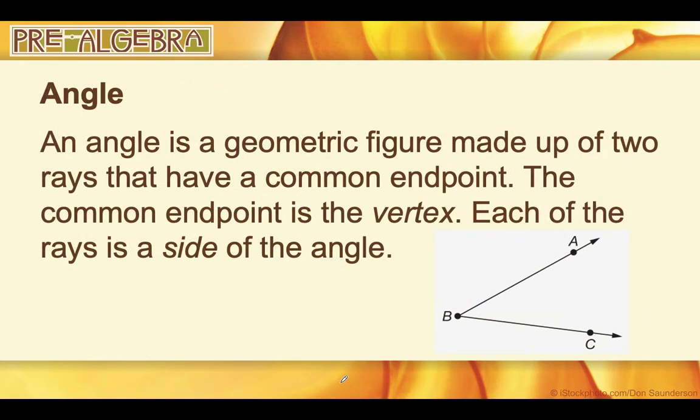Let's talk about angles. Notice, what is an angle made up of? It's made up of 2 rays. But notice their endpoints are common. We've got a common endpoint between these 2 rays. This is called the vertex, and each ray is a side of the angle.